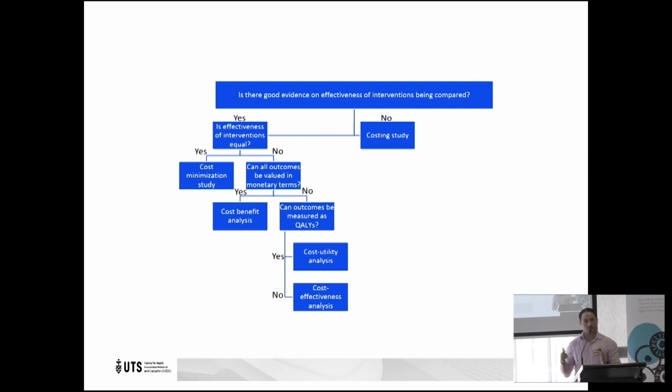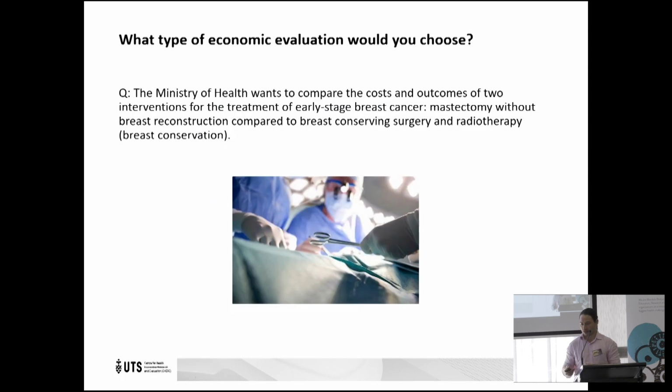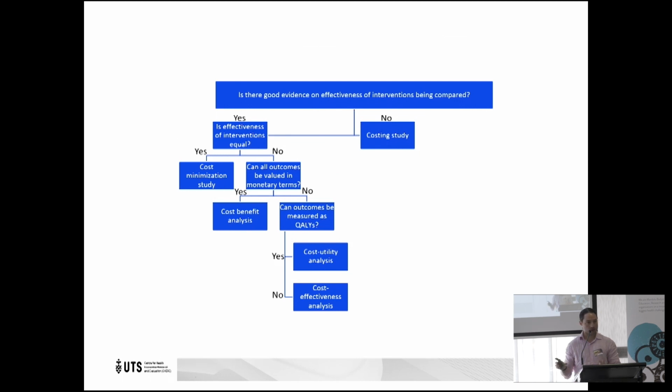Yeah, I think quality of life, especially in this specific example with the two different surgical techniques, would have quite an impact. There is literature out there saying that women that have the breast conserving surgery have quite significant improvements in quality of life. So quality of life is really important if we're going to measure the difference in effectiveness between these two interventions.